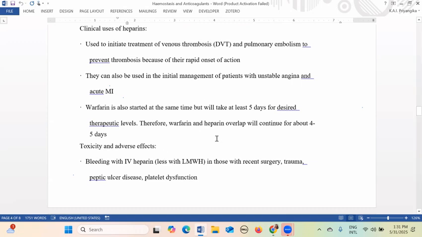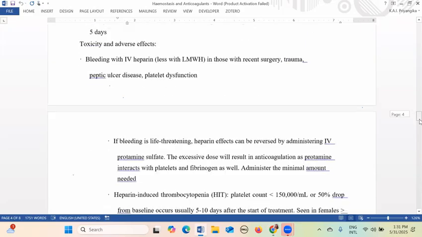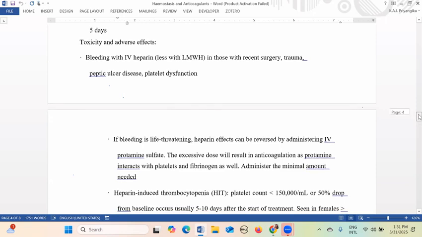So what are the toxicity and adverse effects? Bleeding with IV heparin, less with low molecular weight heparin, in those with recent surgery, trauma, peptic ulcer, or platelet dysfunction. If bleeding is life-threatening, heparin effects can be reversed by administering IV protamine sulfate. An excessive dose will result in anticoagulation as protamine interacts with platelets and fibrinogen. So we can use protamine sulfate as antidote.